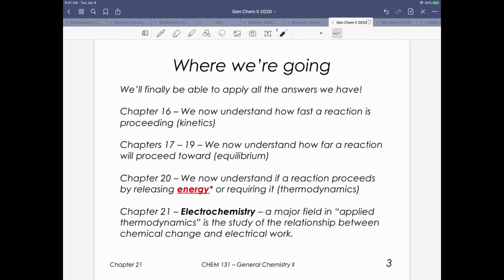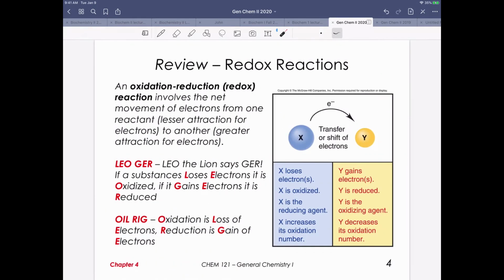This is really a major field in applied thermodynamics. Again, we're going to see how we connect to our last chapter here. What we're seeing a connection with is chemical changes and electrical work. So at the very end, we're going to have an equation that will allow us to relate concepts from chapter 20 with material from chapter 21.